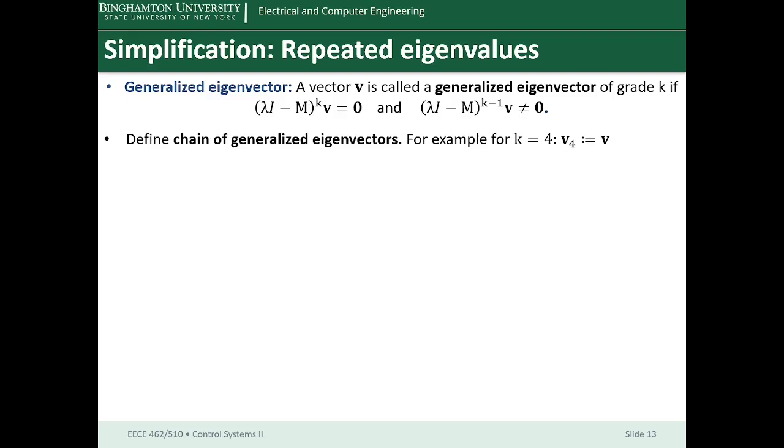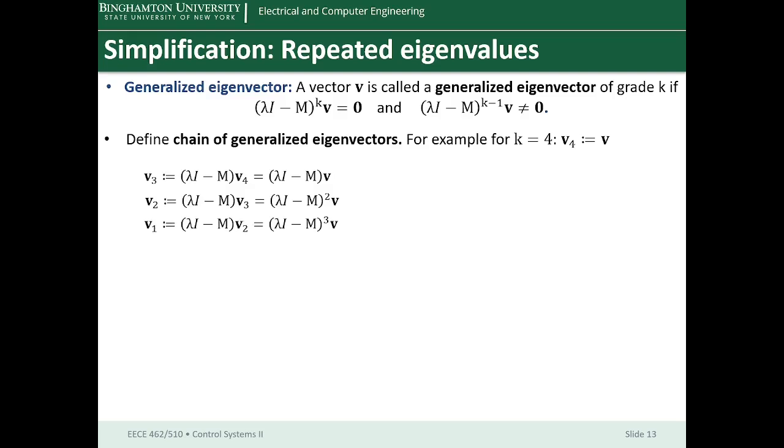Now, once we find such a vector, we can build what we call a chain of generalized eigenvectors. For simplicity, let's look at an example. Suppose k equals 4. We have a generalized eigenvector of grade 4. Let's call it v4. From this vector, we can construct 3 more vectors as follows. We define v3 as lambda I minus M times v4, and v2 as lambda I minus M times v3, and v1 as lambda I minus M times v2.